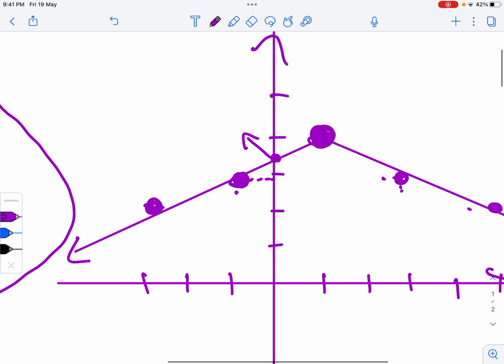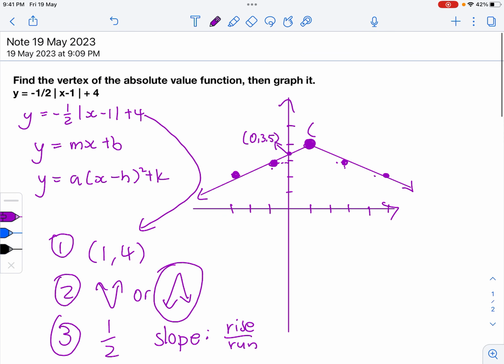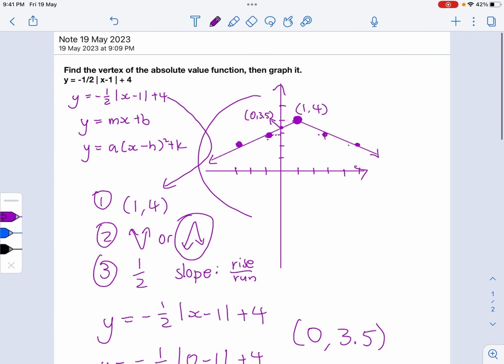This point here is (0, 3.5), and we know that our vertex is (1, 4). And there you have it. This is how you can graph and find the vertex of the absolute value function.